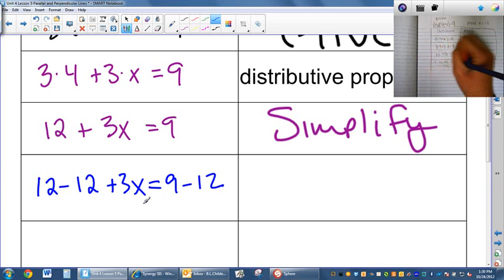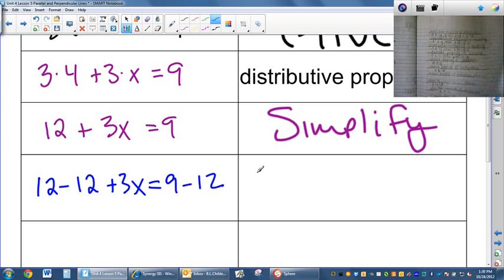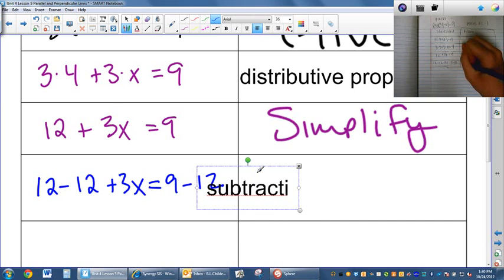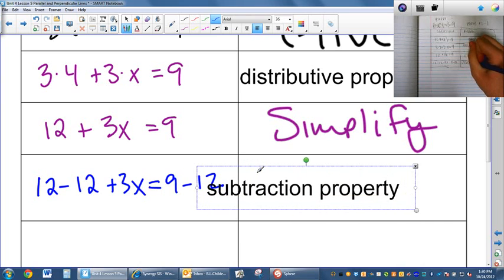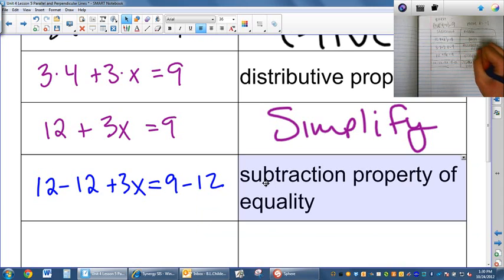So I subtracted from both sides of the equation. So the property I used, Katie, I subtracted from both sides of the equation: subtraction property of equality. Subtraction property of equality.